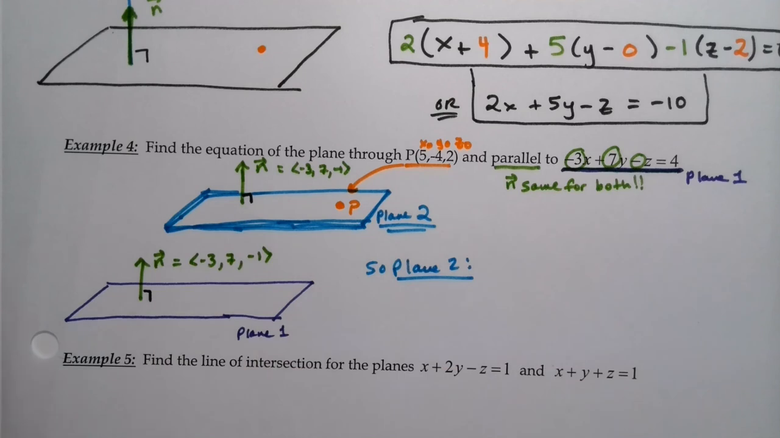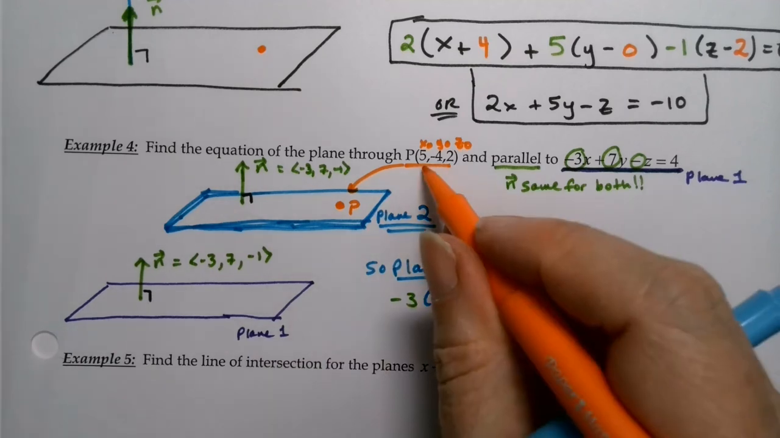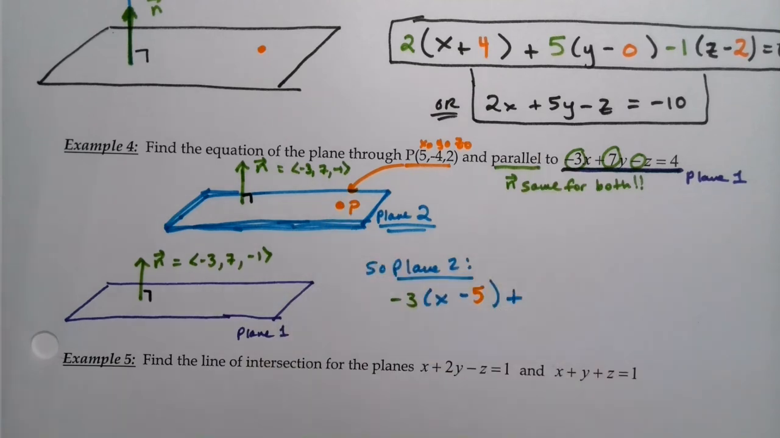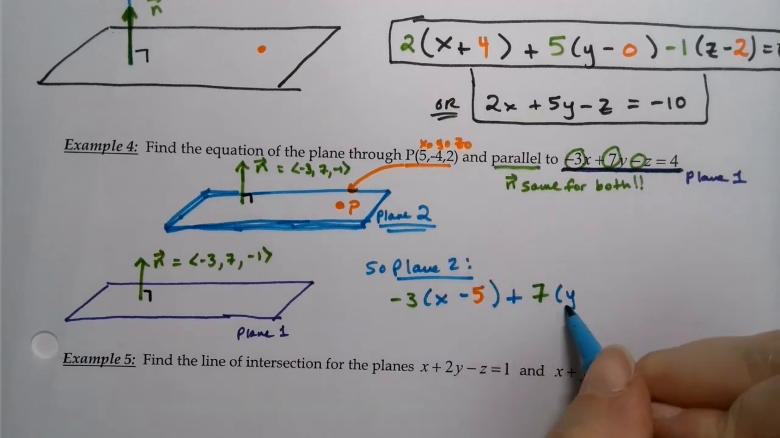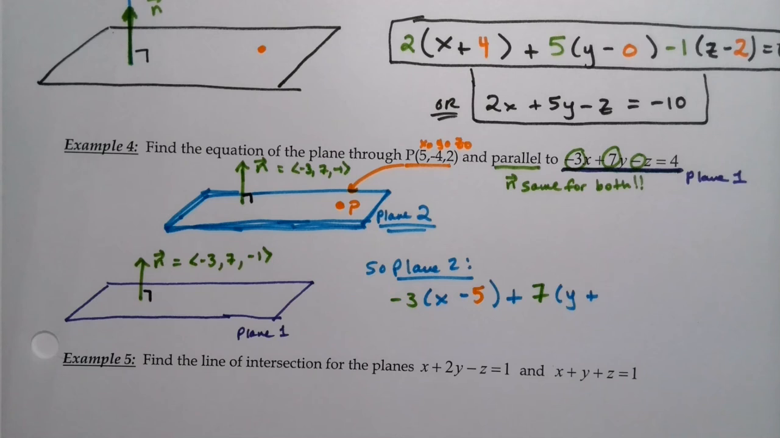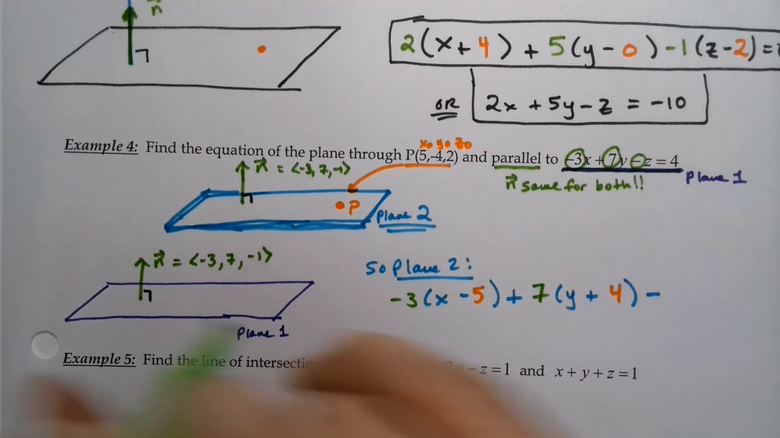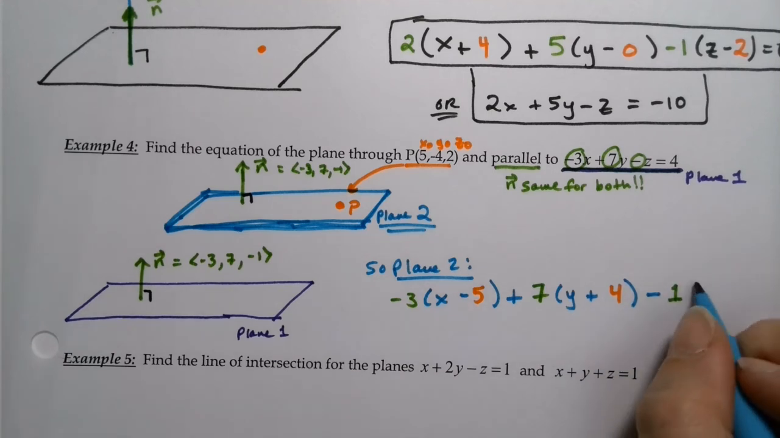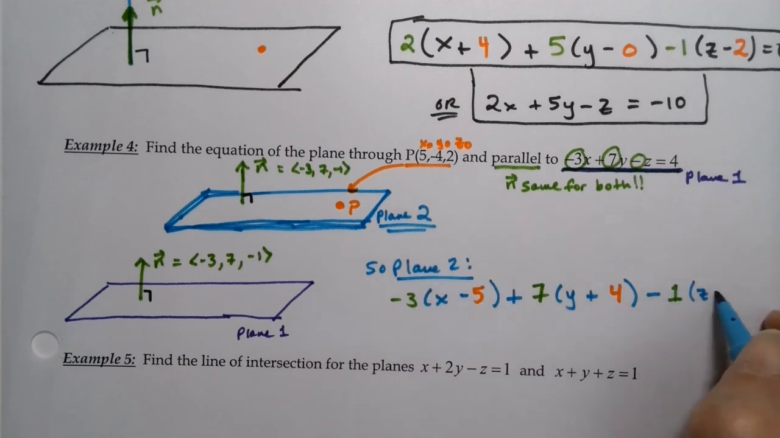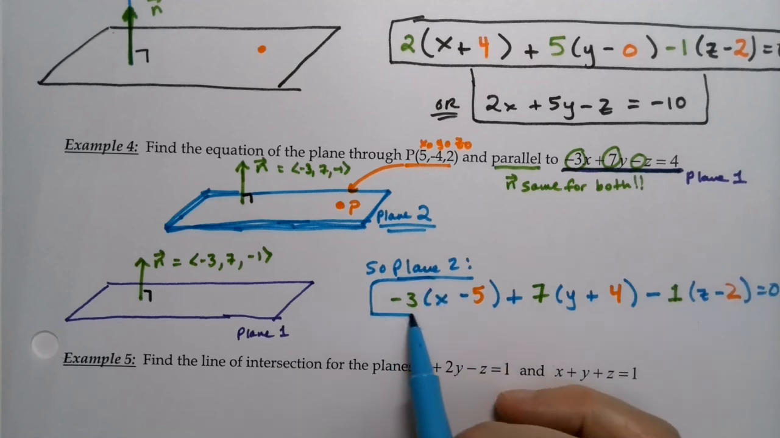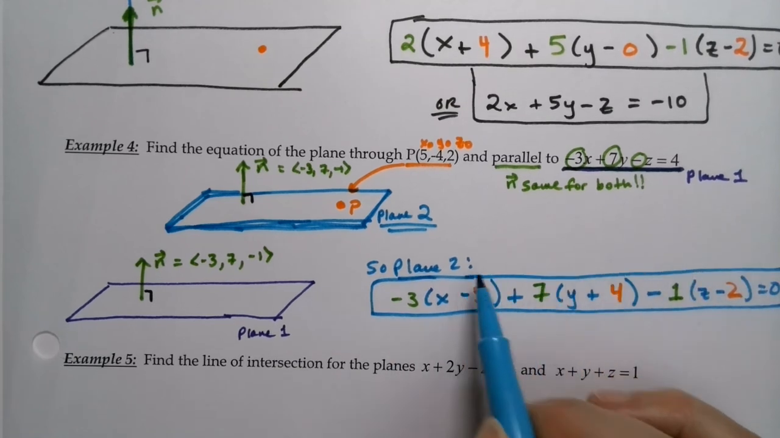is, now let's see, -3 times x minus 5, because that's my x0, plus 7 times y minus -4, so that's really y plus 4. And then minus 1 times z minus 2 equals 0. That is the equation of that plane, the new plane that's parallel to the old one, which is right there.